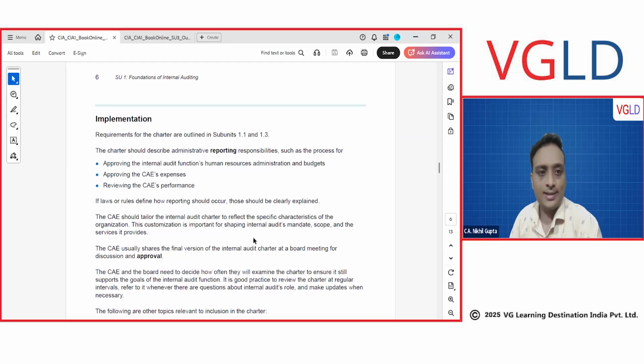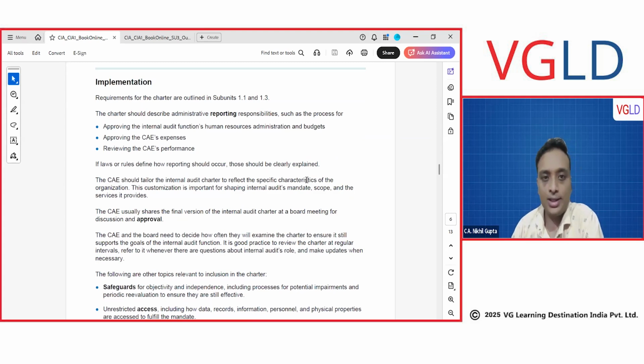Now we will learn about some implementation criteria. As you can see here, the requirements of the charter are outlined in subunits 1.1 and 1.3, which we already discussed. The charter should describe administrative reporting responsibilities, such as the process for approving the internal audit function's human resource administration and budgets, approving CAE expenses, and reviewing CAE performance.